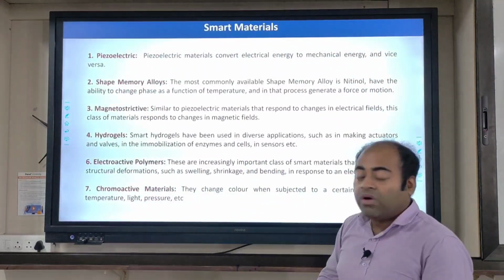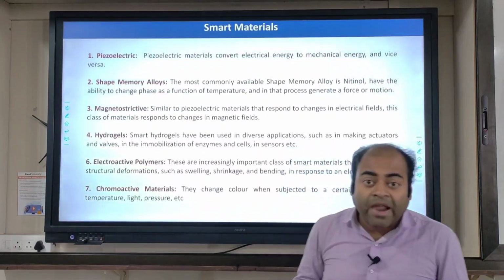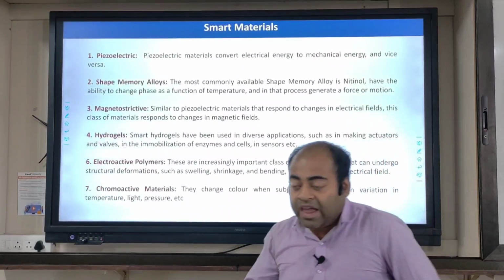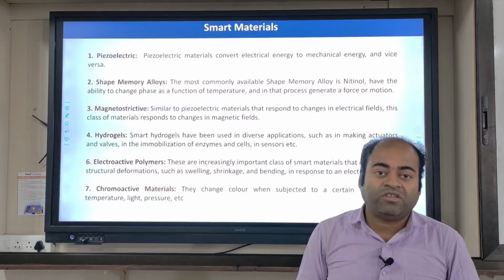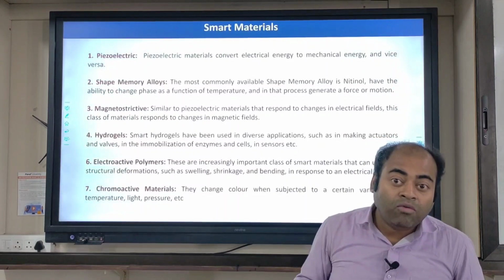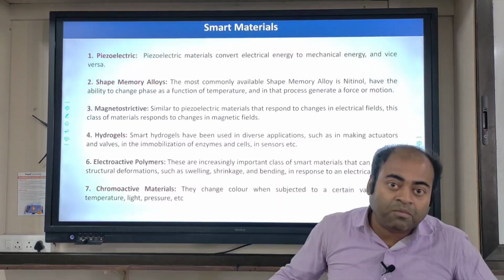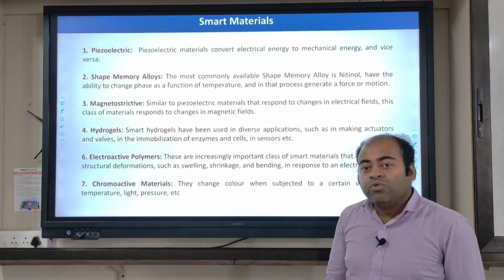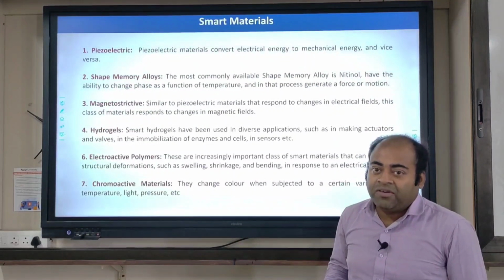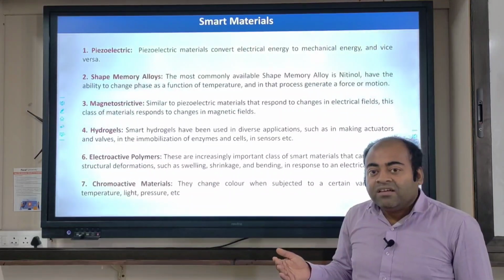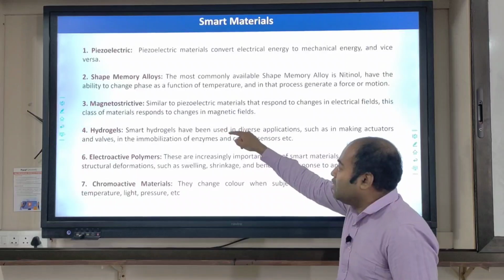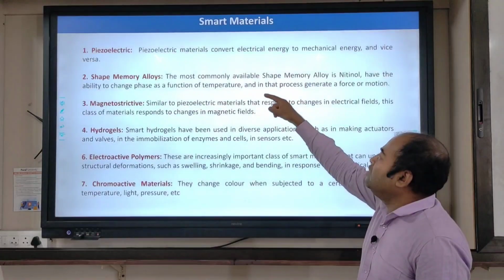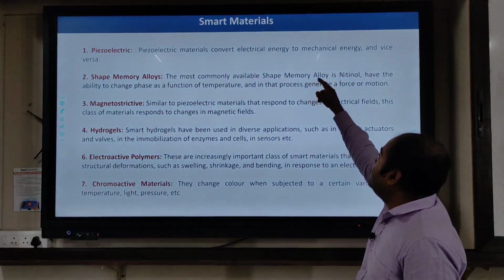Then shape memory alloys. What are shape memory alloys? There are certain types of metal alloys which have a certain shape, and if we apply force and change the shape and then heat it, it regains its original shape. That means it has a memory of its previous shape and comes back to it. Now let us discuss magnetostriction. There are certain materials which can respond to magnetic fields, so mechanical energy can arise due to magnetic fields, and they are analogous to piezoelectric materials, which convert electrical energy to mechanical energy.